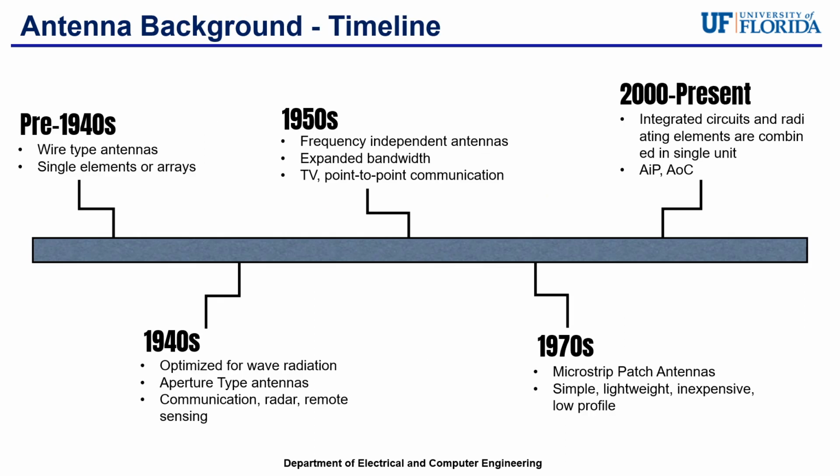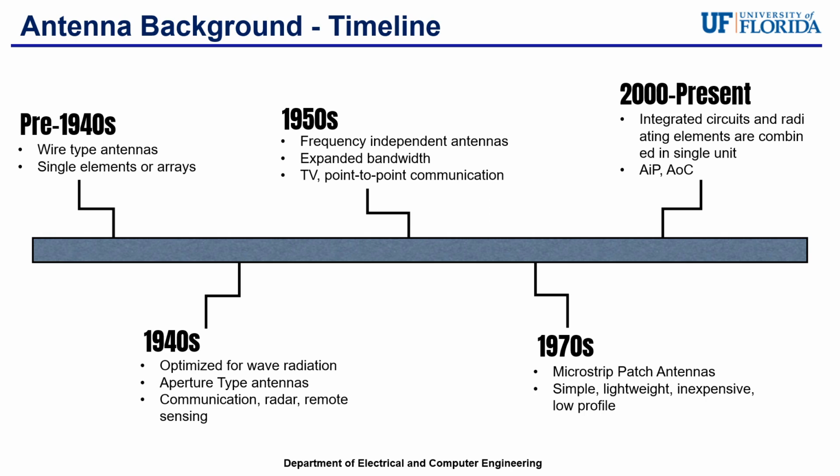Antenna technology predates the 1940s. Before World War II, antennas were wire-type antennas, made up of only single elements or arrays. Once the 1940s came around, other radiators arose, mostly made up of aperture-type antennas. These antennas were optimized for wave radiation and enabled communication, radar, and remote sensing technology at a basic level to come into play. At around the 1950s, frequency-independent antennas broke through antenna evolution, increasing max bandwidth for antennas, which allowed for technology such as television and point-to-point communication.